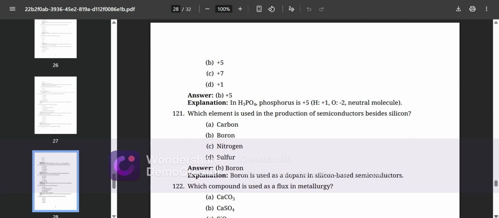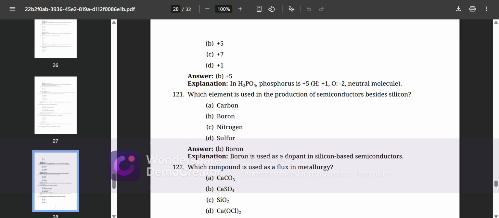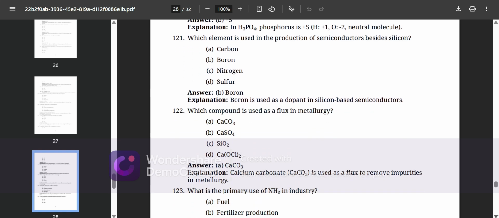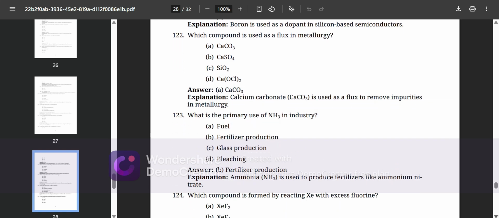Which element is used in the production of semiconductors besides silicon? Boron is used as a dopant in silicon based semiconductors. Which compound is used as a flux in metallurgy? CaCO3. Calcium carbonate CaCO3 is used as a flux to remove impurities in metallurgy.